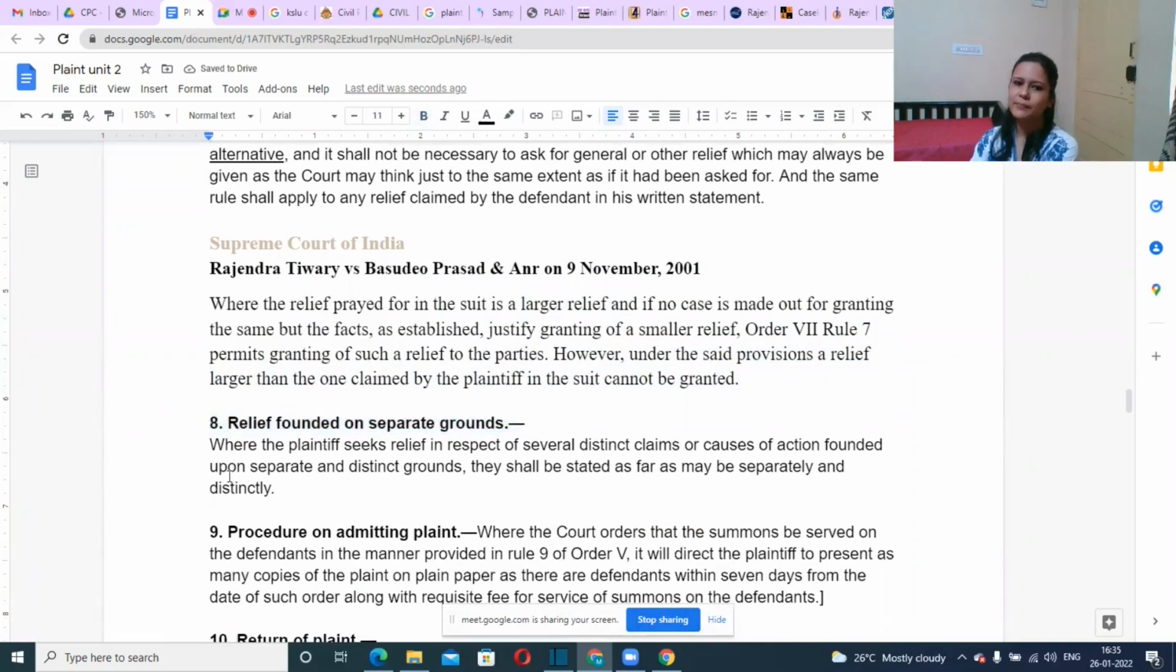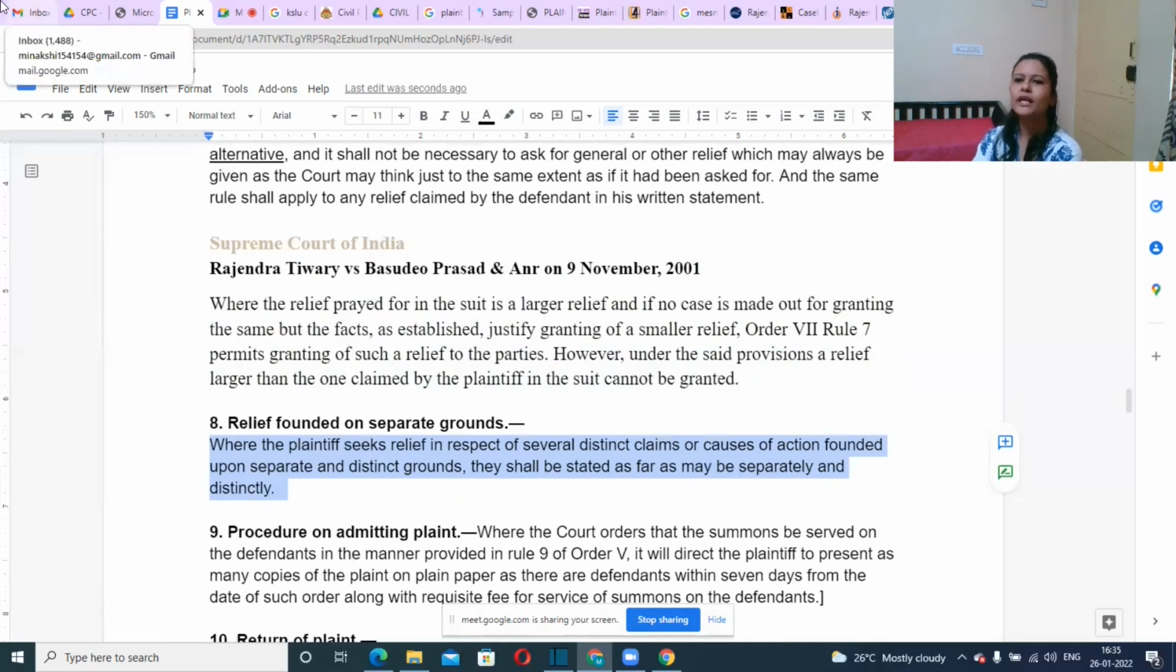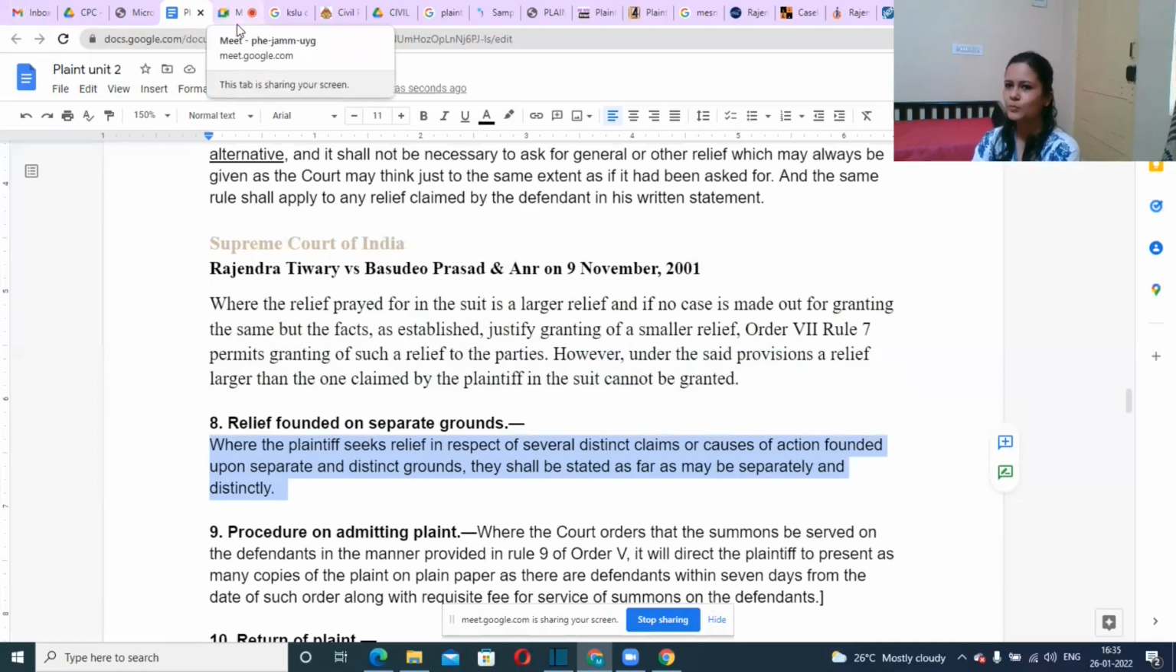Relief founded on separate grounds, where the plaintiff seeks relief in respect of several distinct claims or causes of action founded upon a separate and distinct ground, they shall be stated as far as may be separately and distinctly. In one plaint itself, there may be more than one cause of action, and for more than one cause of action, party may be seeking more than one relief. So everything has to be properly stated as separately and as distinctly as possible.